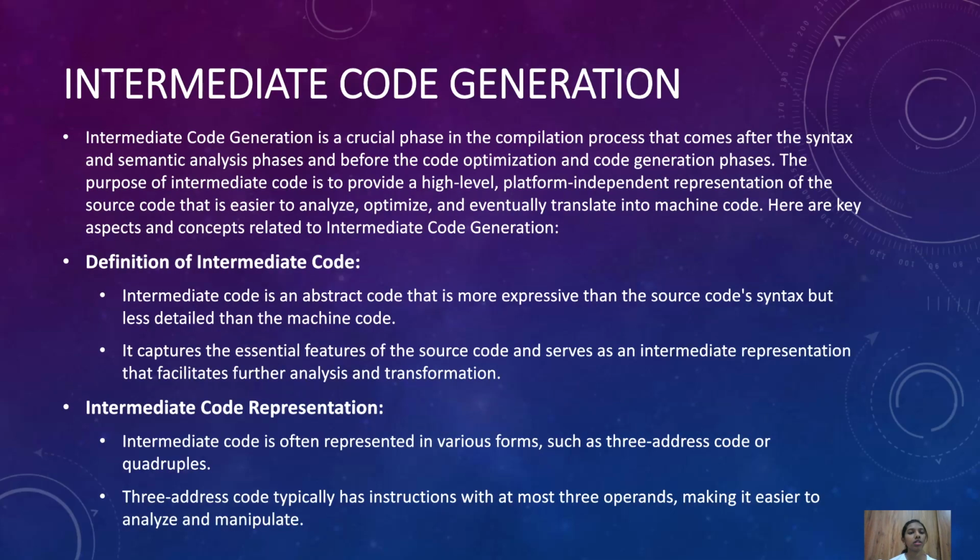Intermediate code generation is a crucial phase in the compilation process that comes after the syntax and semantic analysis phases and before the code optimization and code generation phases. The definition of intermediate code: it is an abstract code that is more expressive than the source code's syntax but less detailed than the machine code.